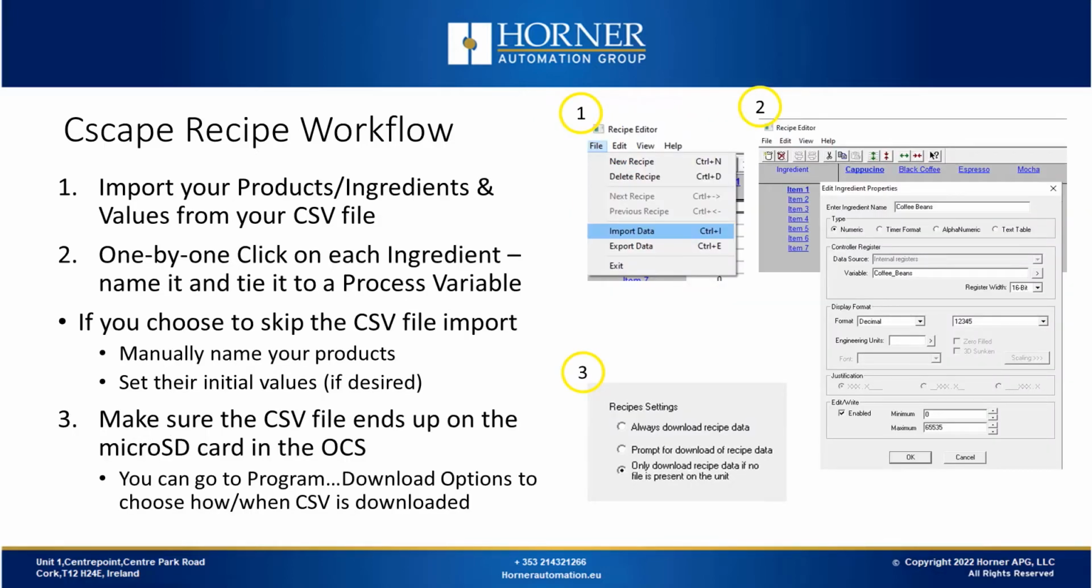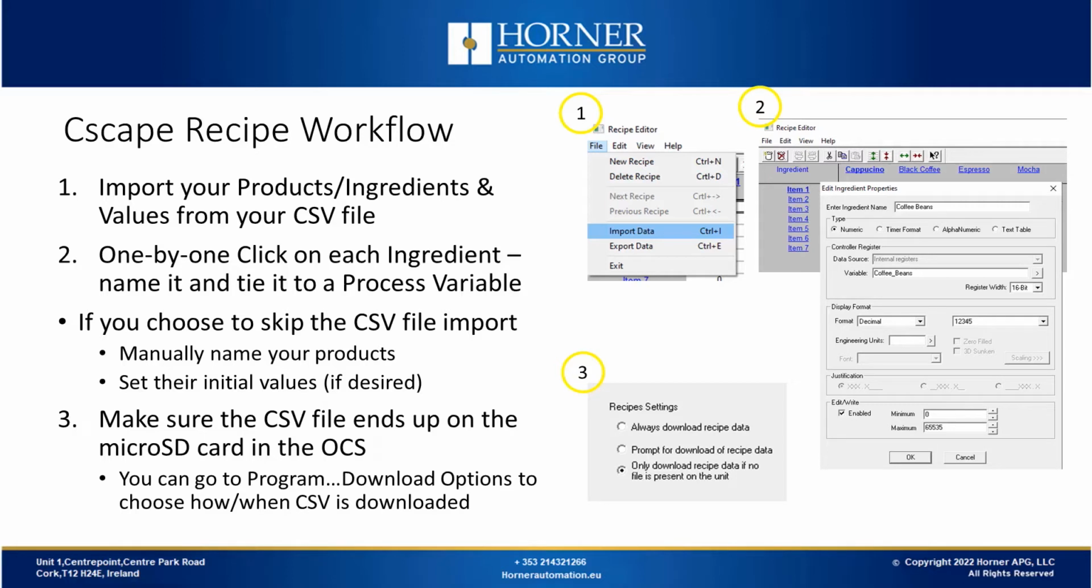Keep in mind, I started out by creating a spreadsheet that had my recipe information on it, and I exported that as a CSV file. If you do that, next from the Cscape recipe editor, import that CSV file. Cscape will then automatically import the data from that CSV file that we created in Excel, including the products and the values for the ingredients in the recipe.